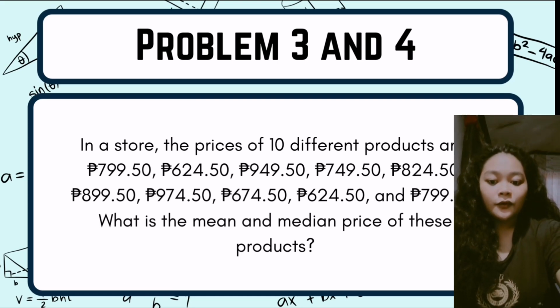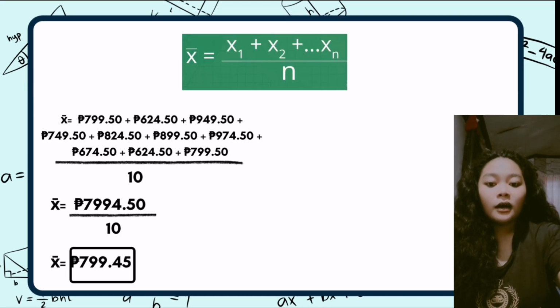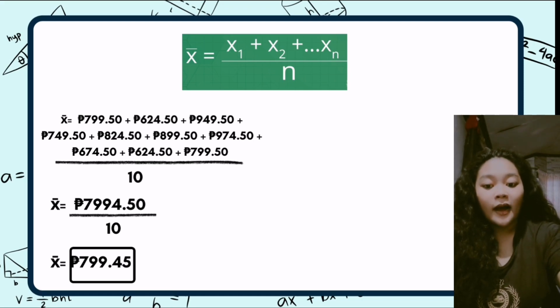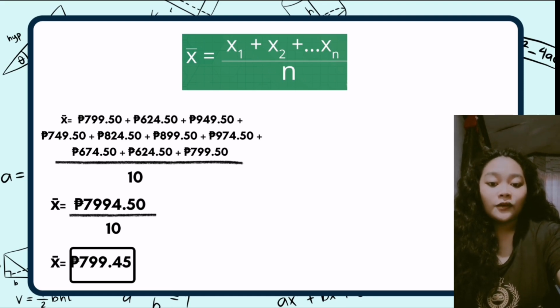So we're going to compute the mean first. We are going to add all the given values. The total of all the given values is 7,994.50 pesos, divided by the total number of data, which is 10. So 7,994.50 pesos divided by 10 is equal to 799.45. Therefore, 799.45 is our mean.